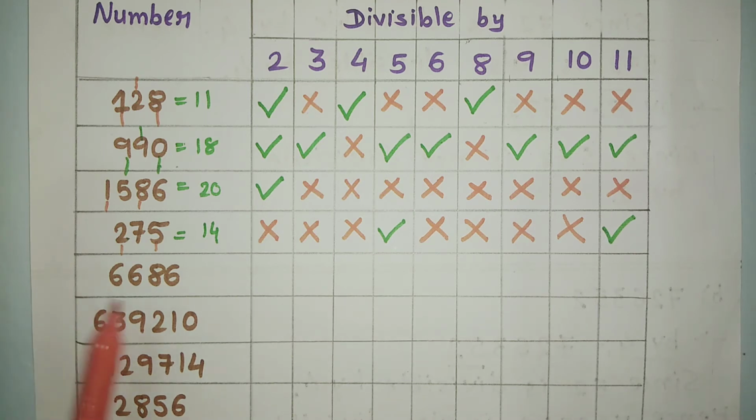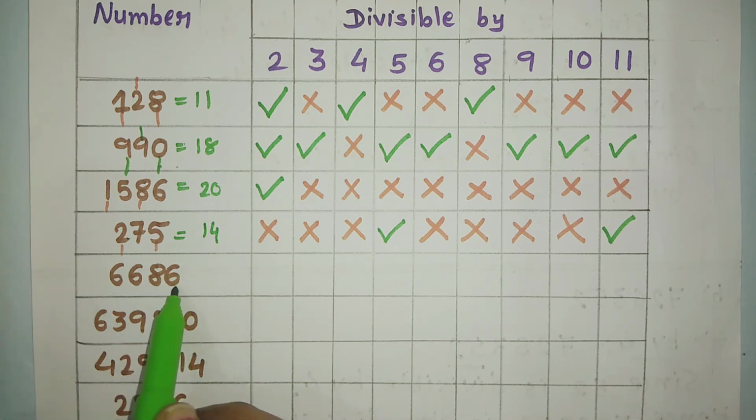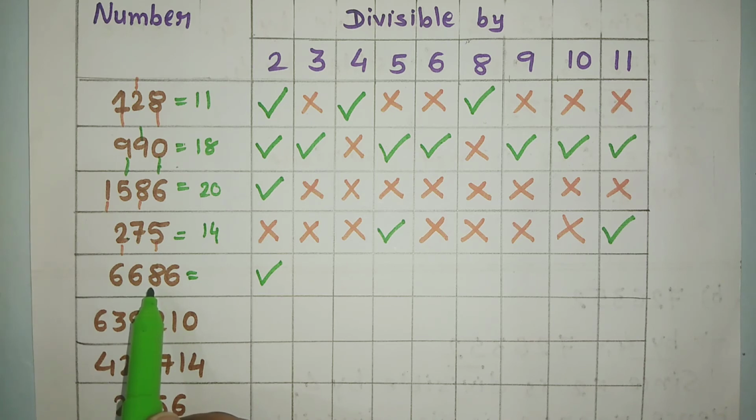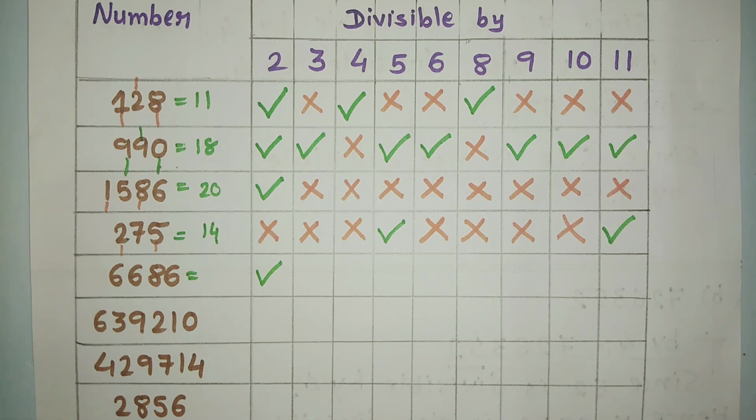So next, 6686. The rule for 2 is the last digit should be an even number. Yes. So yes. For 3, sum of the digits. 6 plus 6 plus 6 is 18. 18 plus 8 is 26. So is 26 divisible by 3 or not? 26 is not divisible by 3.